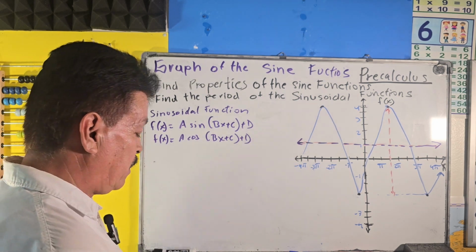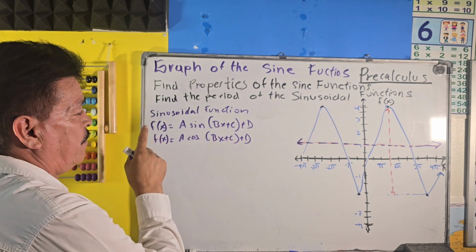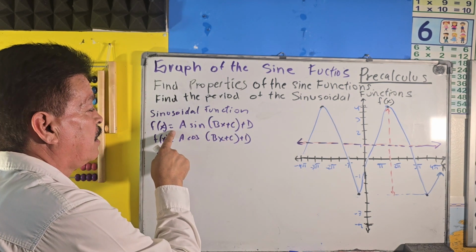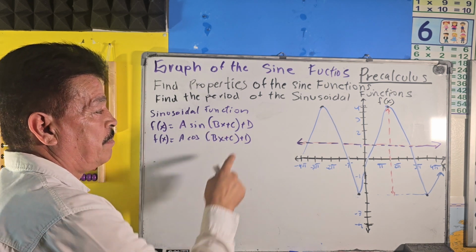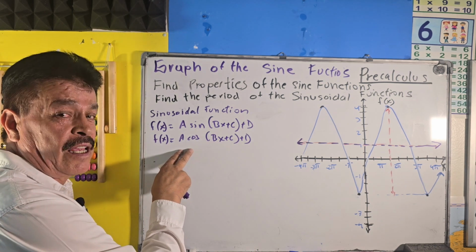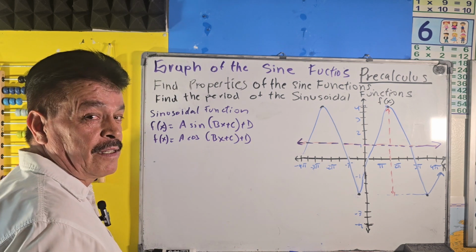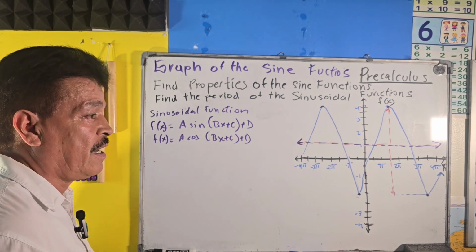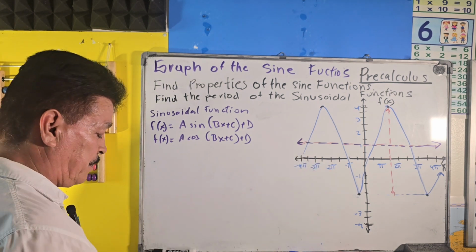Okay, the sinusoidal function comes in two kinds. The first one is f(x) equals a sine of (bx plus c) plus d. The second one is f(x) equals a cosine of (bx plus c) plus d. These define the characteristics of the graph.